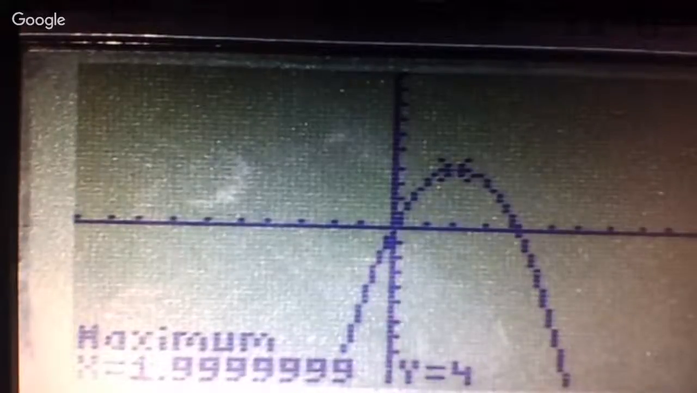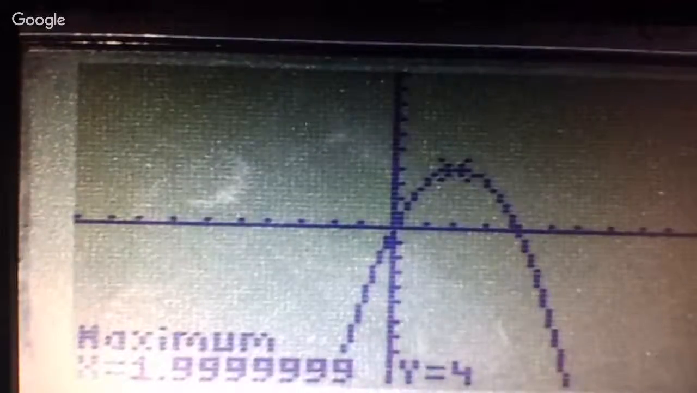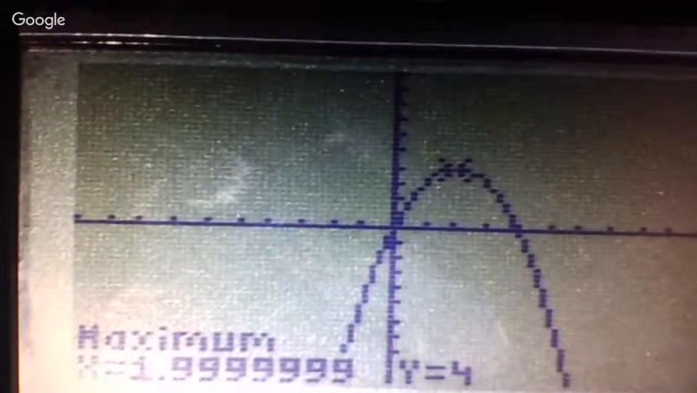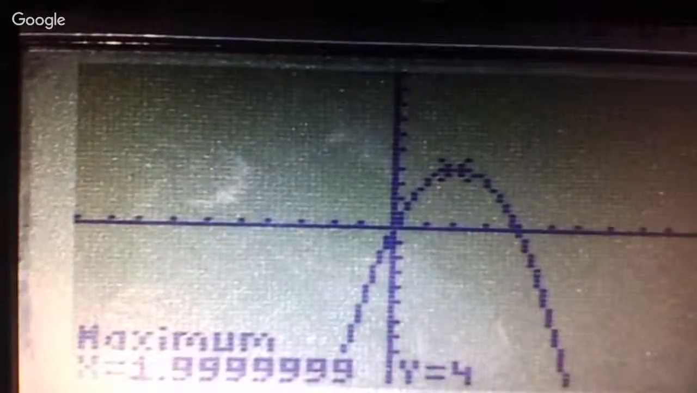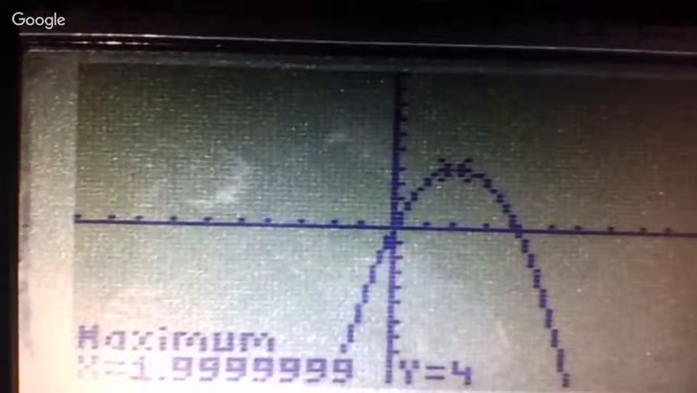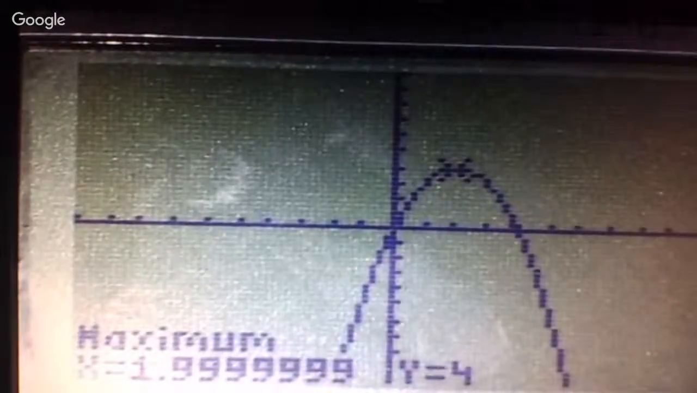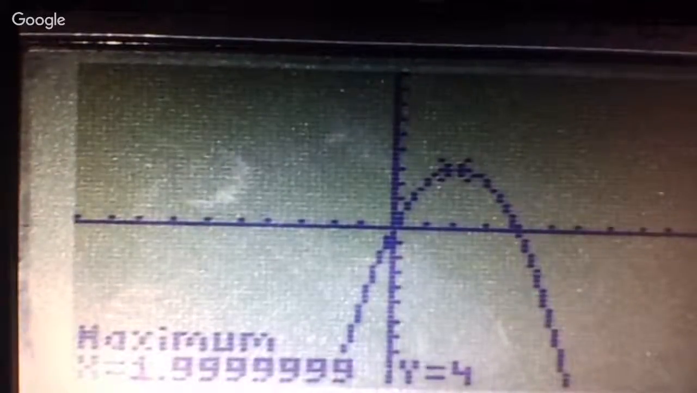Okay, so some of you got 2.00001. Okay, I got 1.9999999. Some of you got 1.9999974. Okay, it's as close to 2 as you're going to get it. Okay, so your vertex is at 2, 4. You good?